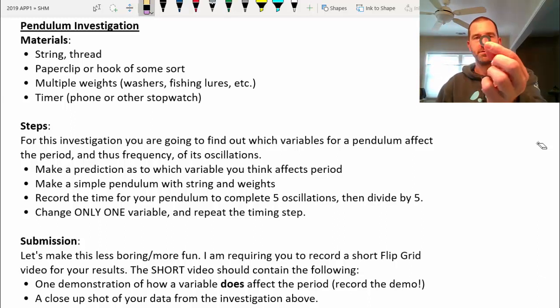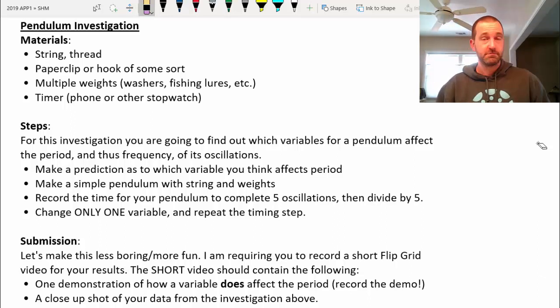I'm using 3/8" washers. If you have anything that can be used as a weight, that's fine. If you have fishing lures that have little clamp-on lead weights, well, anything. I said string or thread there. If you've got shoelaces and large chunks of metal and you want to scale this up a bit, that's fine. But I'm going to do it with these simple materials that I found laying around.